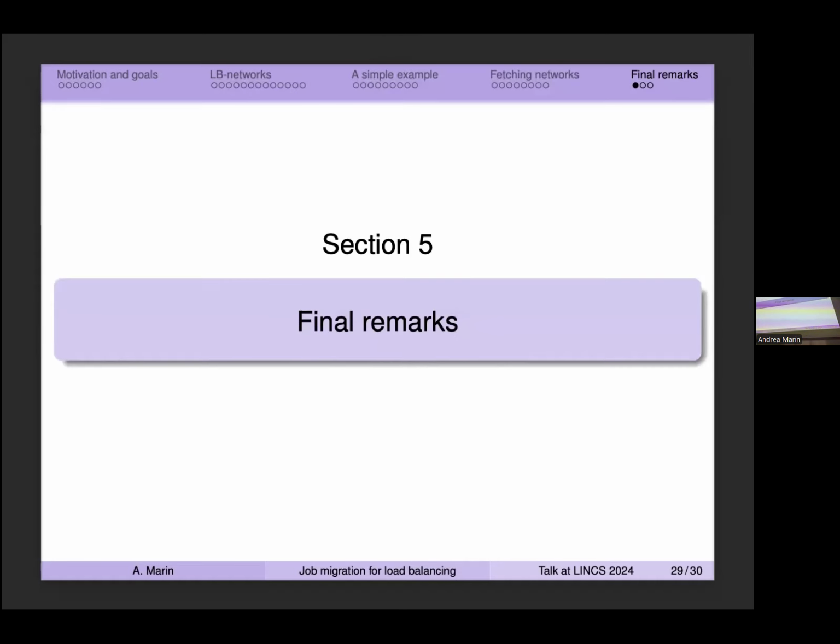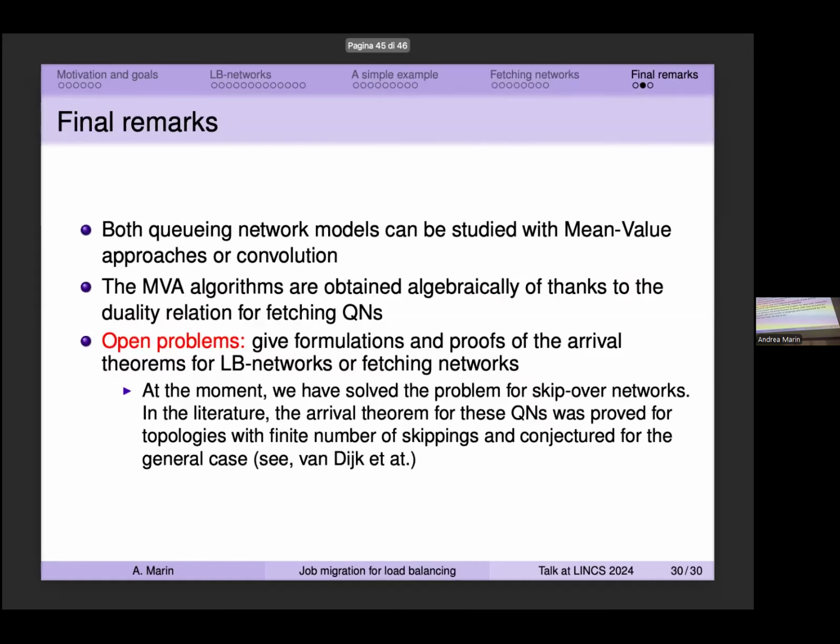And we are arriving at the final remarks. Both queue network models have been studied by mean value approach or convolution, but we are not completely happy with these results, in the sense that we have MVA algorithms, but they are based either on the duality relation or on the mapping on equivalent Jackson networks.